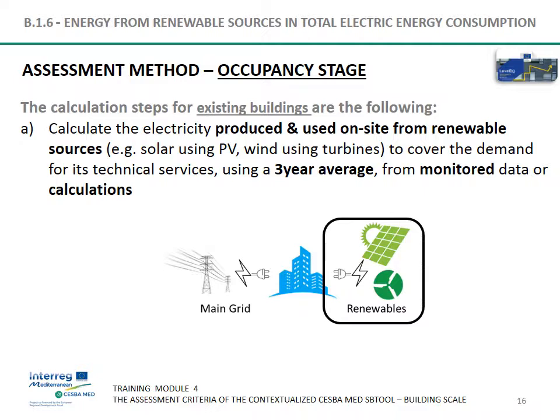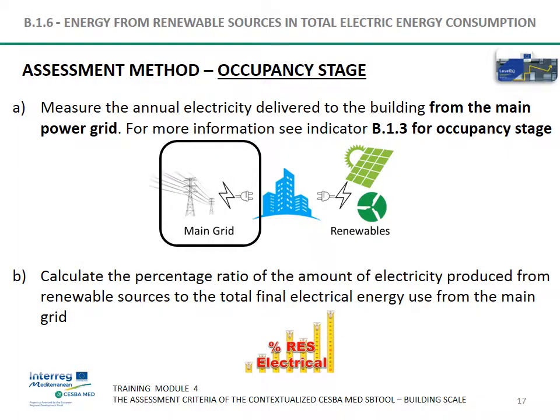For existing buildings, ideally we have actual meter data, which should be at least for 12 months. It is better if we have 3-year data in order to perform an average. So basically we measure the actual values in this case from the main grid and from the renewables. We perform the averaging and then we compute the ratio.